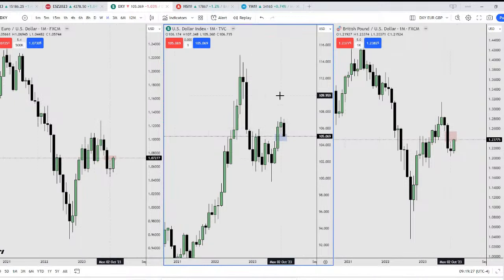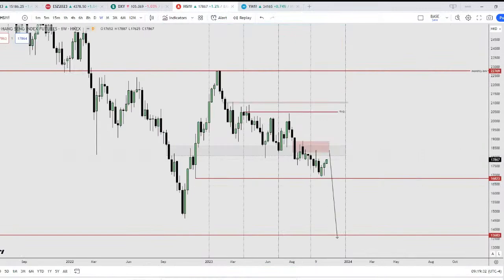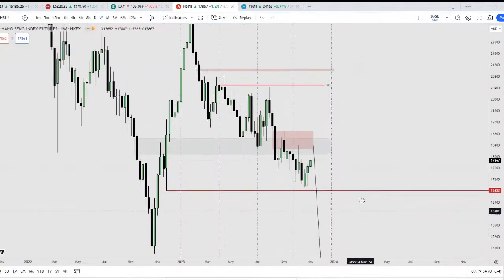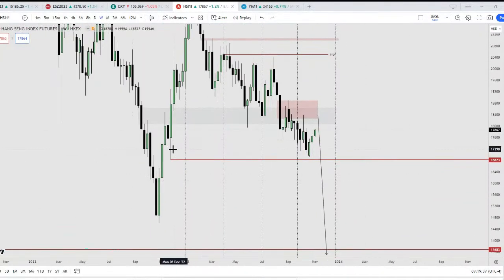Hello. So, yep, I'm going to move on to HSI. So for HSI, it has reached into this bullish fair value gap here, right at the mean threshold. Not the mean threshold, but basically the midpoint of this range. Okay. What I would like to see is this fair value gap continues to support lower prices.